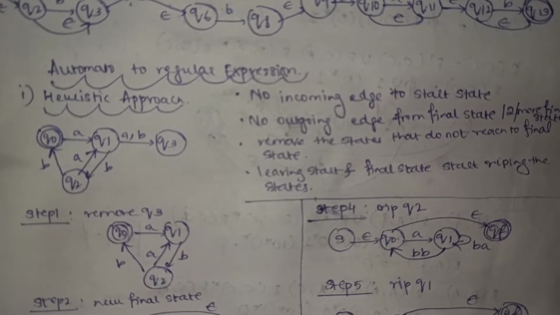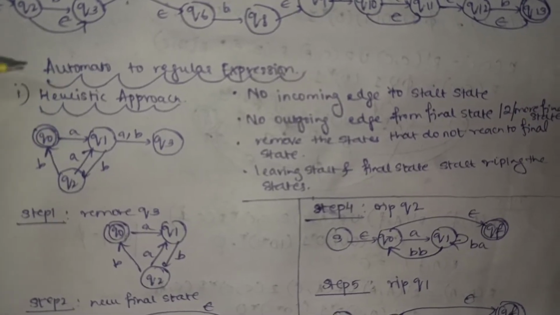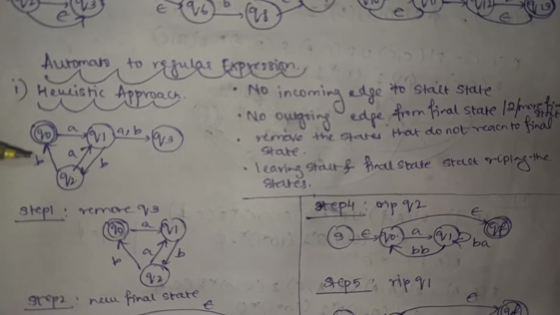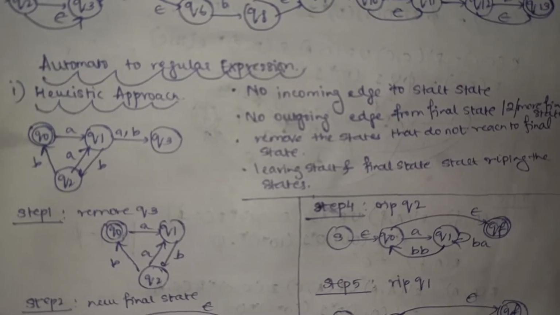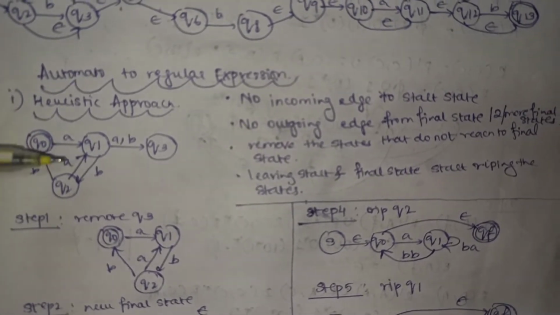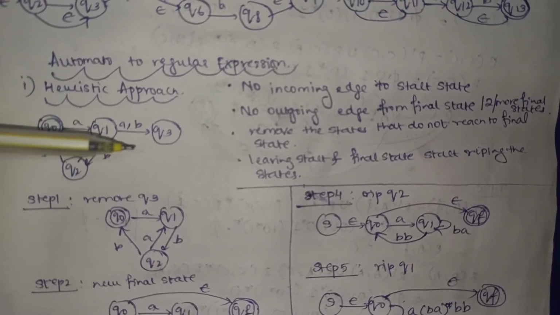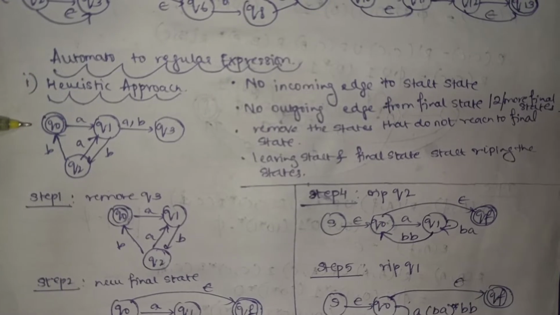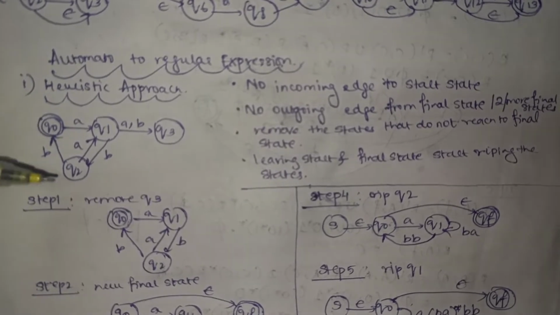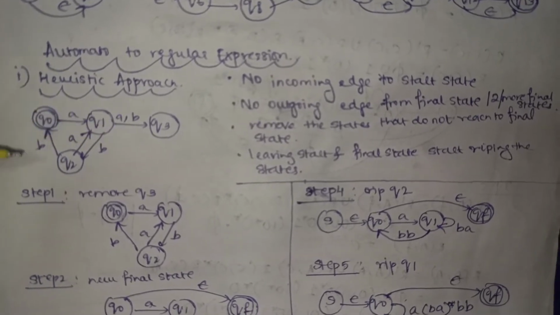So let us take an example. Here you have this automata. Firstly, we'll see if all these states are reachable to the final state. From q1, yeah, you can go to the final state. From q2 you can go to the final state. From q3 you don't have any transition to go to the final state. So what do you do? You have to remove q3 with its corresponding transition.